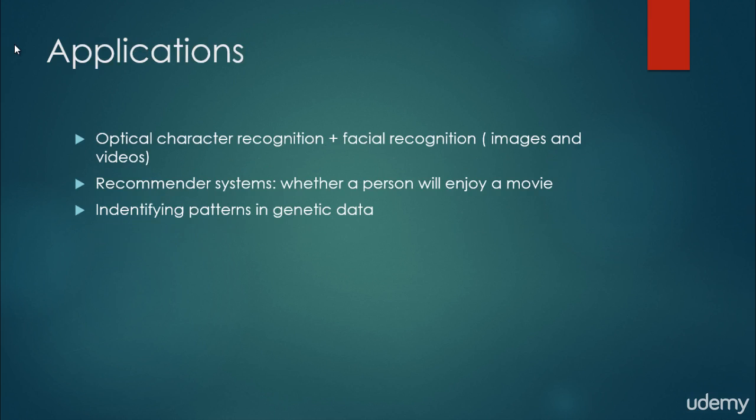It's very important. And the applications, of course. We have optical character recognition or facial recognition, such as for images or videos. We have recommender systems, for example, whether a person will enjoy a movie or not. We can use kNN very, very efficiently. Or, for example, identifying patterns in genetic data. So it's a very, very powerful classifier, although we do not build a model. So the training is very fast, but making predictions may take long time periods. So that's all about kNN.